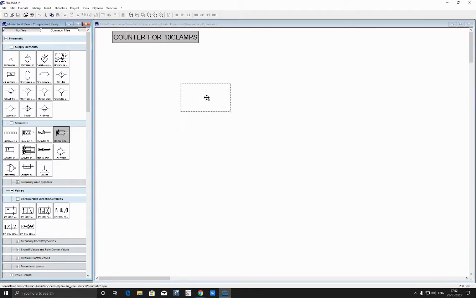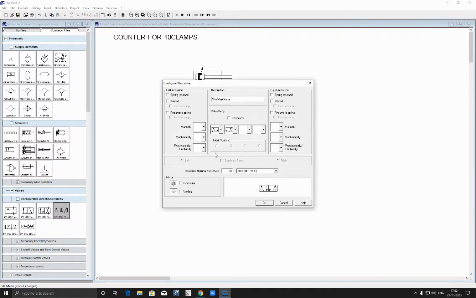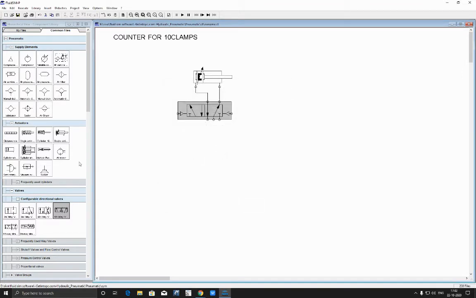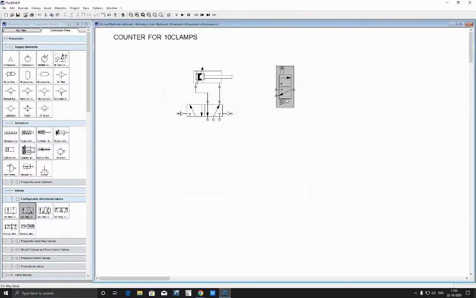For this, we need a double acting cylinder and a 5 by 2 valve for forward and backward movement control of the double acting cylinder, and we would be making this both sides pilot operated. And for this forward and backward movement, we would be taking a 3 by 2 valve which is activated with a roller, limit switches and spring returns. We need these in two numbers.